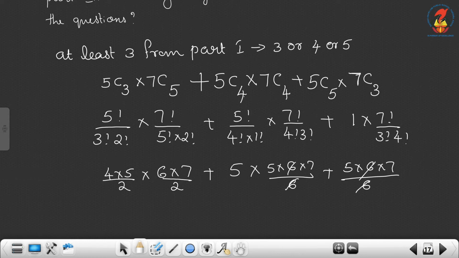So 5 into 4, 20. 20 by 2 is 10. 10 into 21 is 210, plus 5 into 7 is 35, 35 into 5 is 175, plus 35. So what do we get? 175 and 35 is 210, plus 210 is 420.